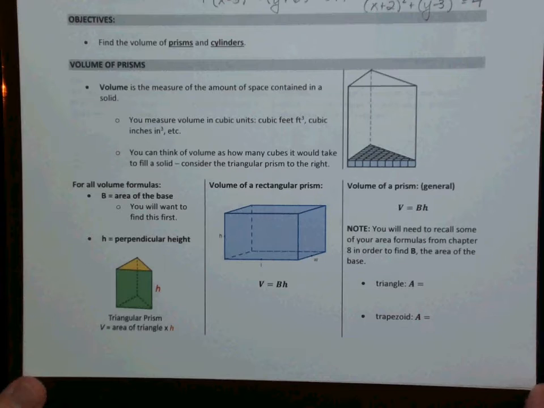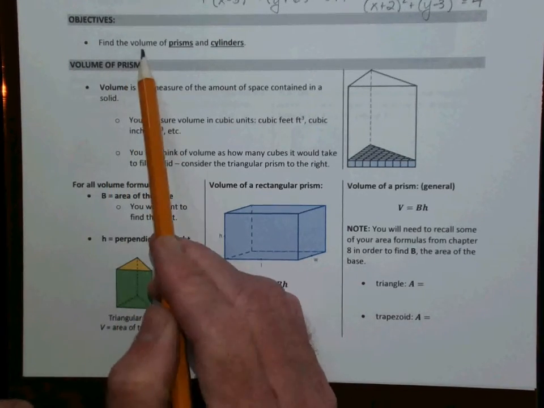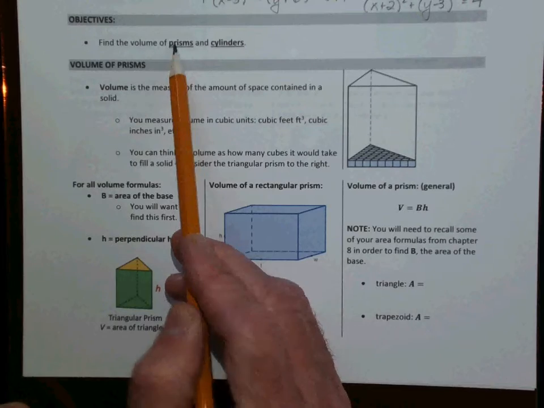This is the second video for Geometry Chapter 11, Section 2, the volume of prisms and cylinders. So our objectives today are to find the volume of prisms and cylinders.